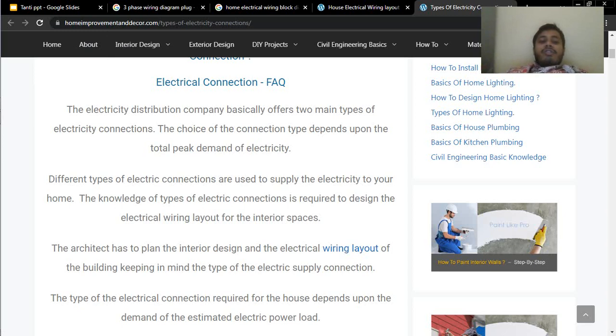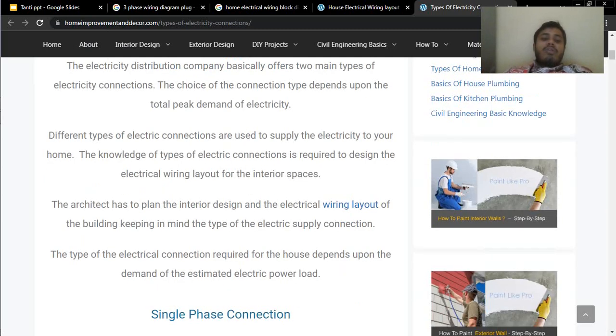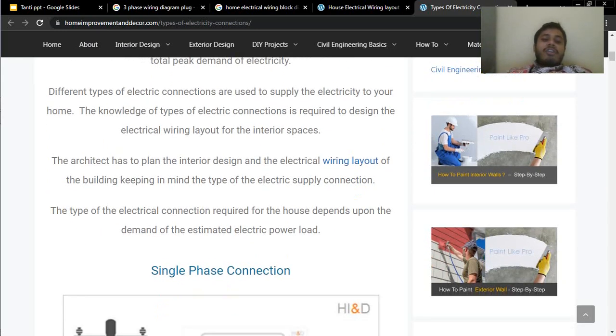The electricity distribution company basically offers two main types of electrical connections. The choice of connection type depends upon the total peak demand of electricity. Different types of electrical connections are used to supply electricity to your home. Knowledge of the types of electrical connections is required to design the electrical wire layout for the interior space.